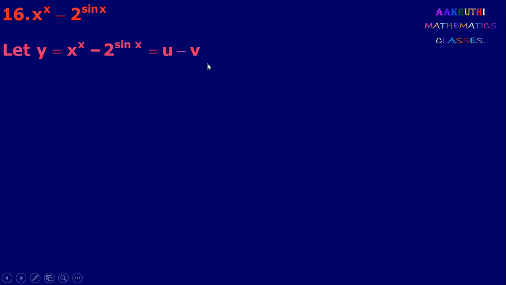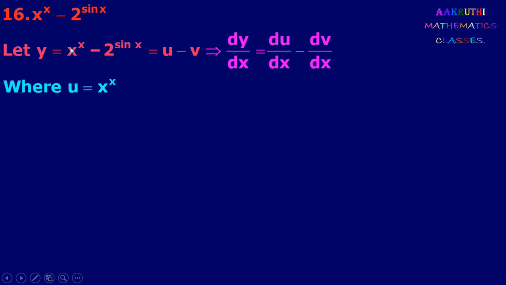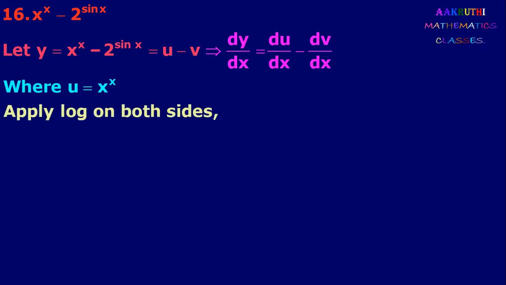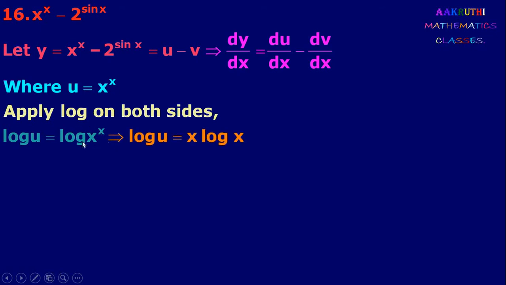When we differentiate this, we get dy by dx equal to du by dx minus dv by dx. Now find du by dx and dv by dx separately. Now here u equal to x power x. Now apply log on both sides, we get log u equal to log of x power x, and we can simplify this. Log of x power x can be written as x log x. So therefore, log u equal to x log x.